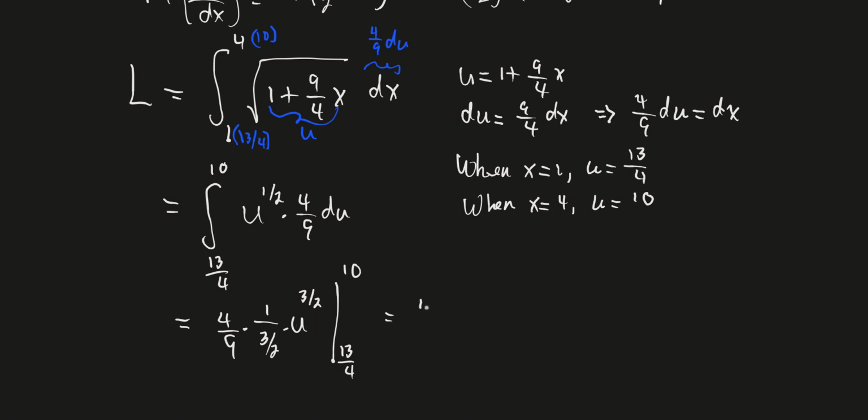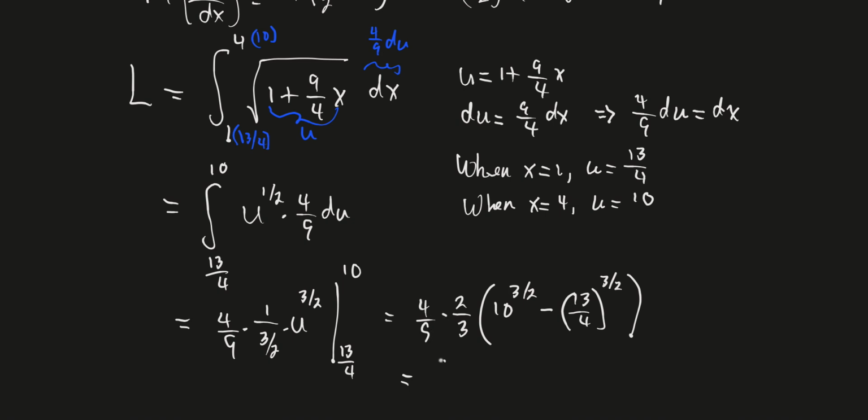Well, we have 4/9. The reciprocal of 3/2 is 2/3. And then let's plug in our upper limit. So it's 10 to the 3/2 minus 13/4 to the 3/2. And again, both of these are irrational numbers. They're not going to work out to be nice integers.